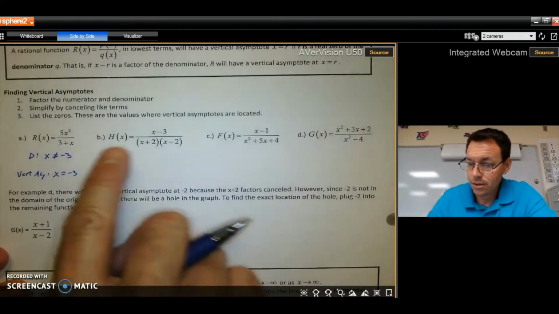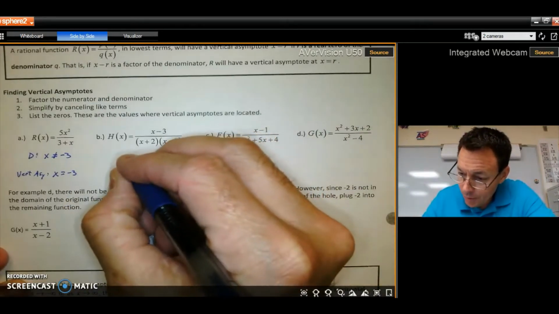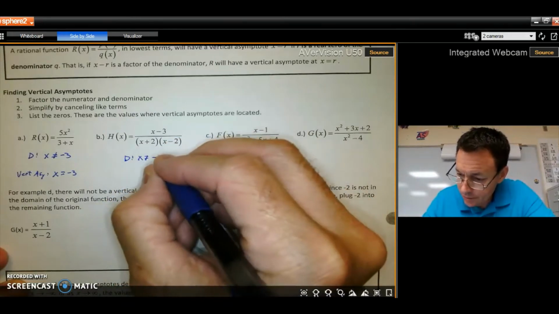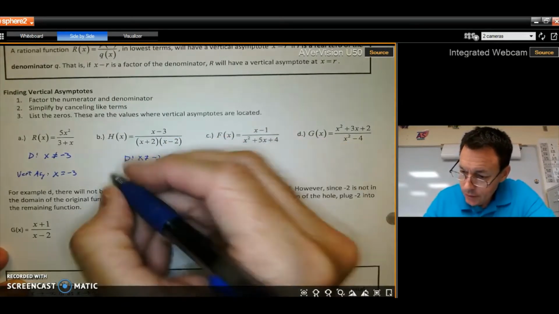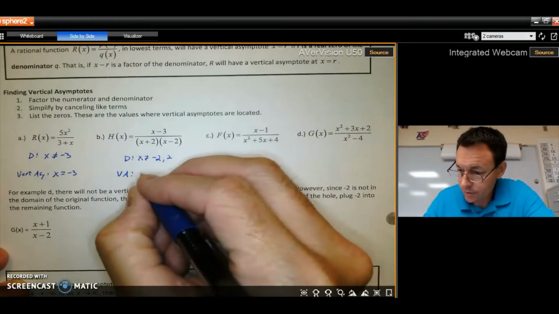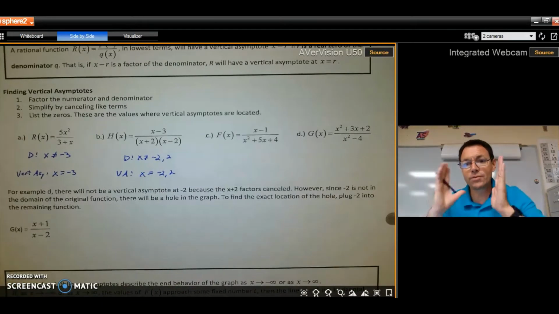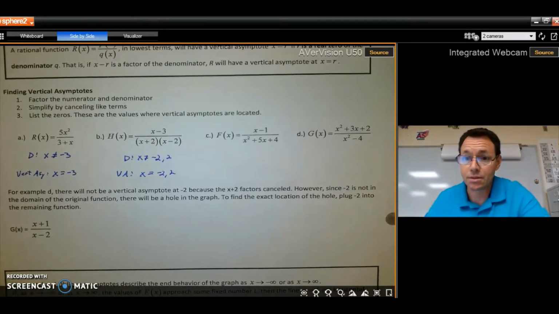And that's it. So like on example B, the domain is x cannot equal -2 and +2. So my vertical asymptotes are going to be x equals -2 and +2. So this graph would have two vertical asymptotes, which happens a lot.